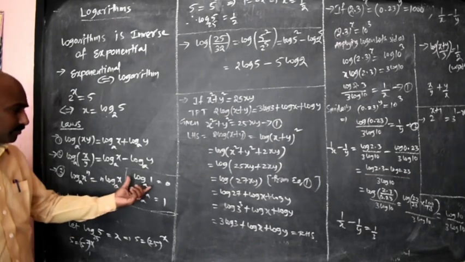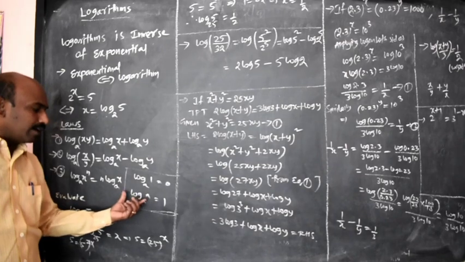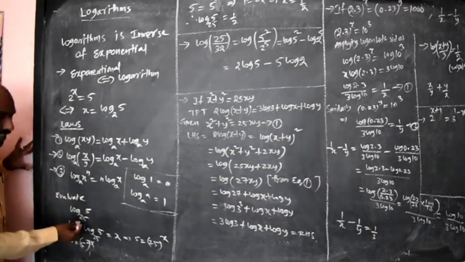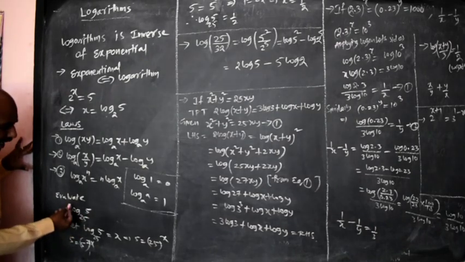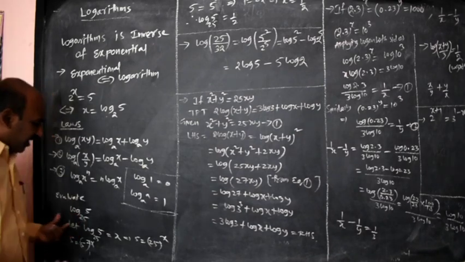And here one more formula is log 1 to any base is always 0, and log a base a is always 1. And they can ask one more question like this, 2 or 3 times they ask: evaluate log 5 base 25. For this we can use the formula.